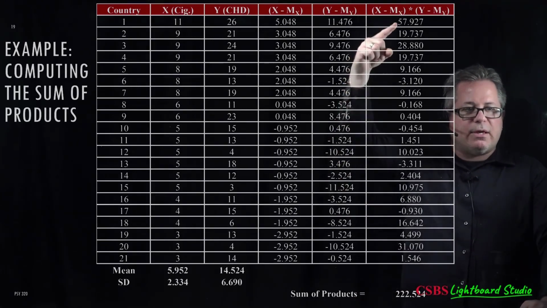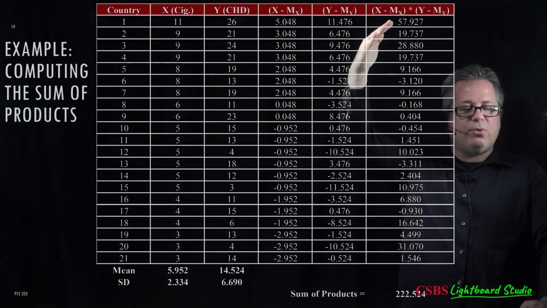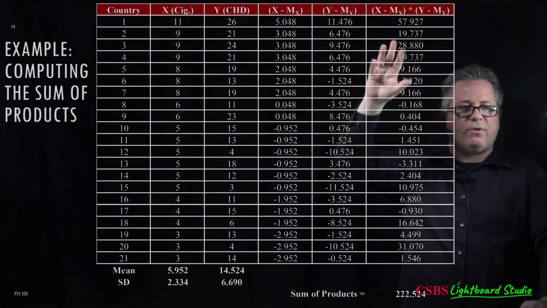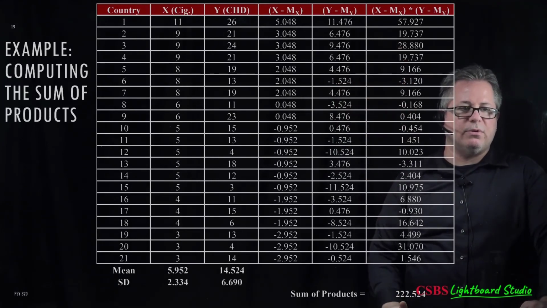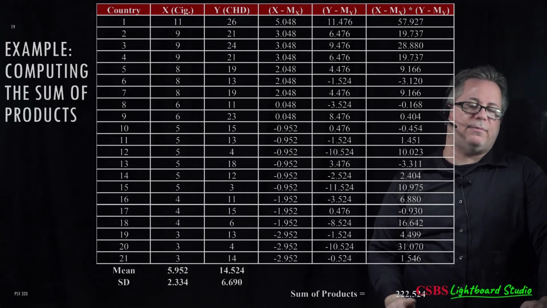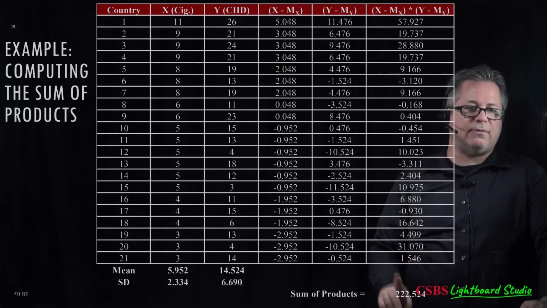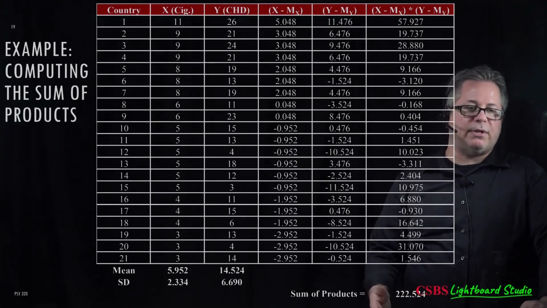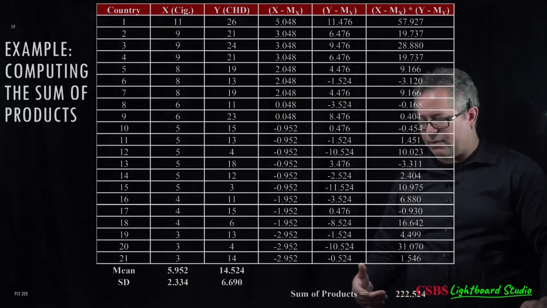So we add all this up. The general idea is that if there's really no relationship, you should see a mixture of negative and positive values, large positives and large negatives, and the sum would be close to zero, because you have a mixture of similarly sized negative and positive values, which we don't. In general, we're adding all these up and getting a positive number. 222.524 is our value for the sum of products. To get the covariance, all you do is take that and divide it by the degrees of freedom.